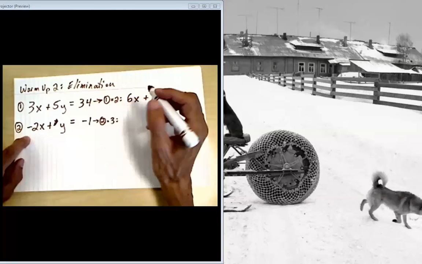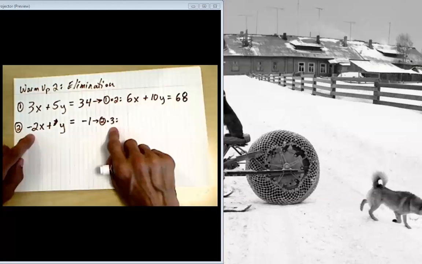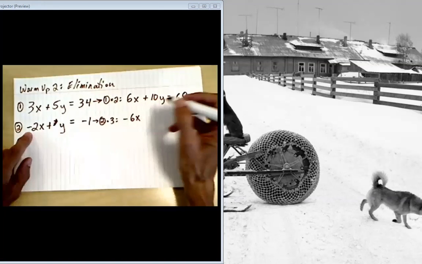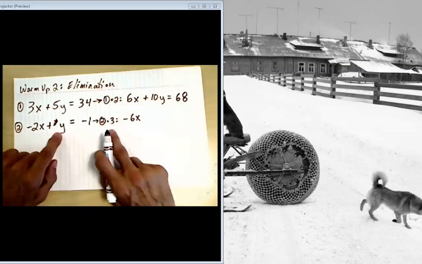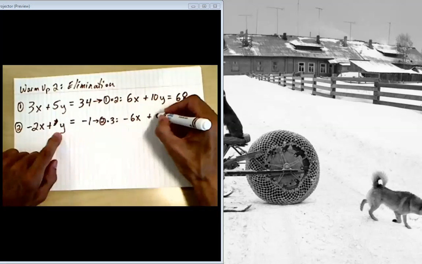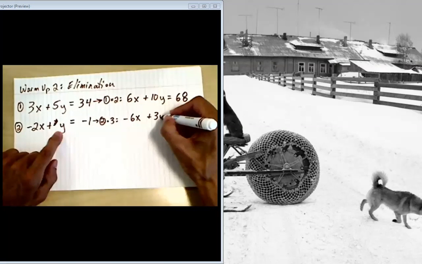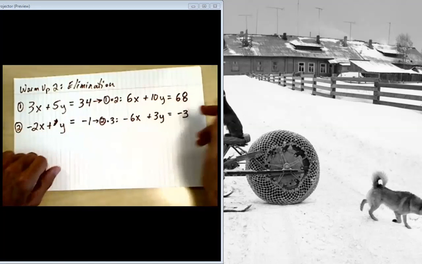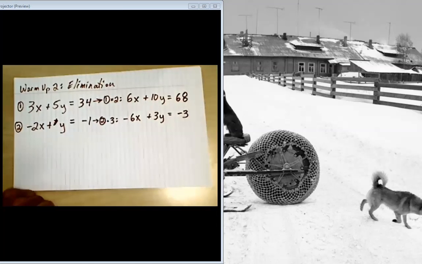If we multiply by 3, we'll get 3 times 2 is 6, but watch the signs. So it's minus 6x plus 3y. 3y is equal to minus 3. Right on. Perfect, just on its own there.